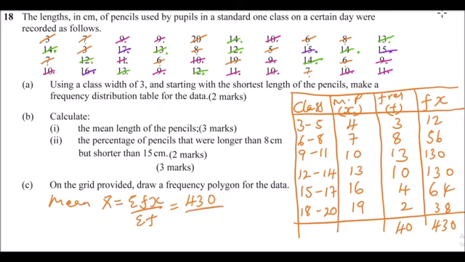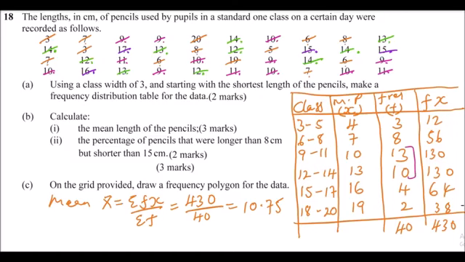You divide by summation of f, which we got 40, and when you divide using your calculator, you get that is 10.75. So that is the mean. The second part of part B, the percentage of pencils that were longer than 8 centimeter but shorter than 15 centimeter. So if you look at the number of pencils that were longer than 8, they are from 9 to 11 and 12 to 14. So that is the range.